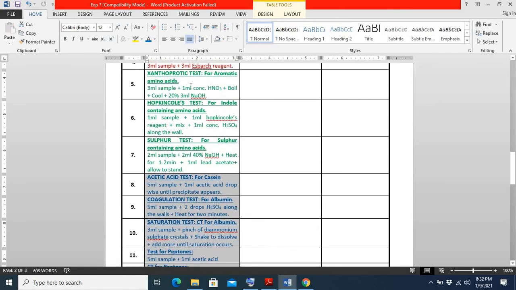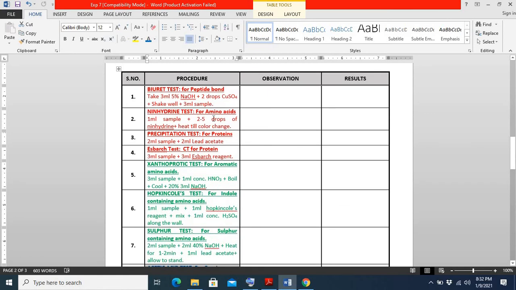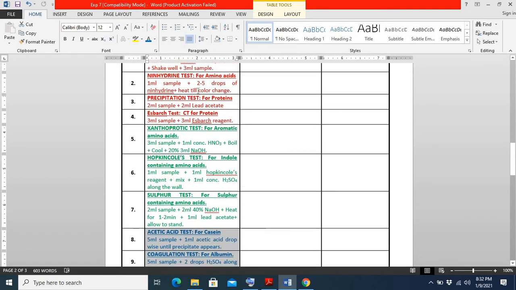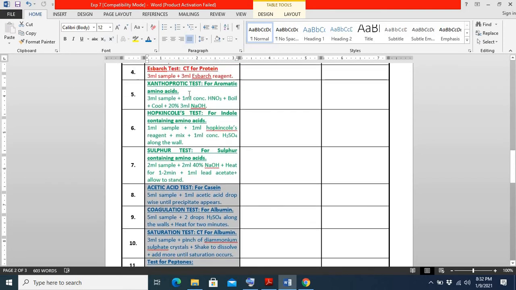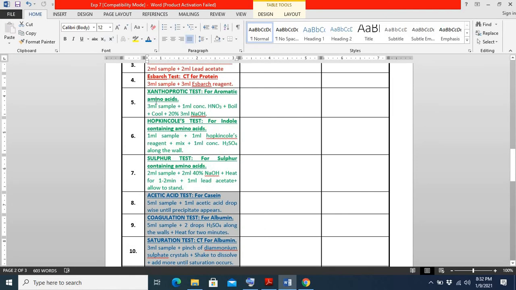So the question is, why do we perform tests 1 to 4? For the identification of protein in the sample. And why are we performing tests 5 to 7? For the identification of which type of amino acid is present in the sample. Either the protein contains aromatic amino acid, or indole amino acid, or sulfur containing amino acid.